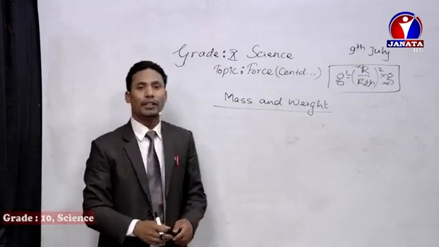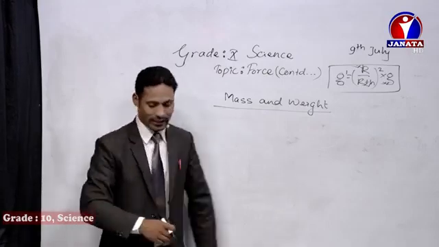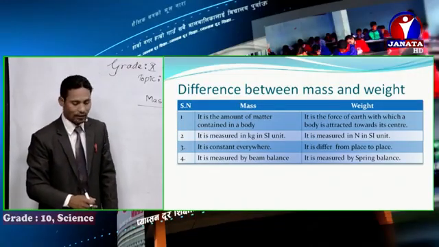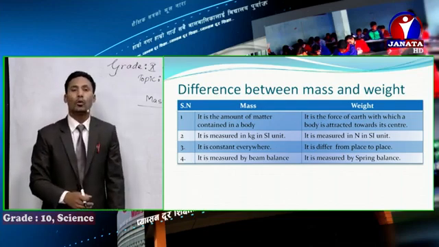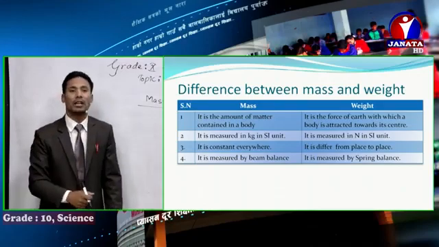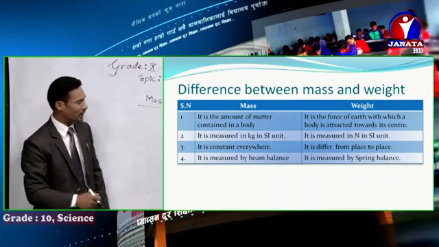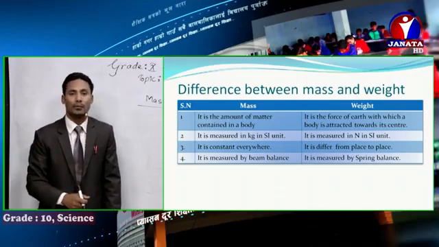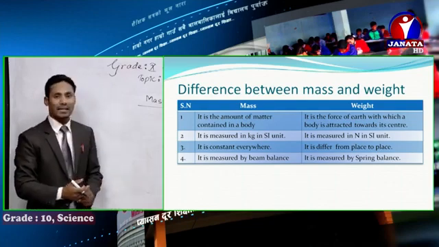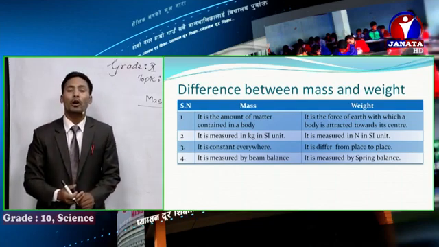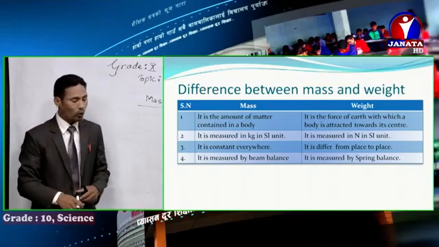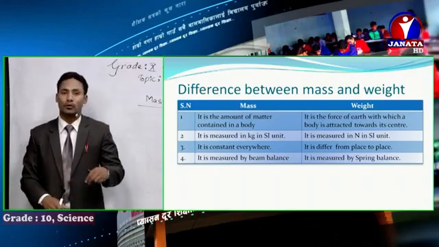Okay, the difference between mass and weight: the amount of matter contained in a body is called the mass, and the force of attraction of a heavenly body towards its center is called the weight. Mass can be measured in kg in the SI system of units, whereas weight is measured in Newton. The mass depends upon the number of molecules present in the object, that's why it is constant everywhere, whereas the weight varies from place to place.